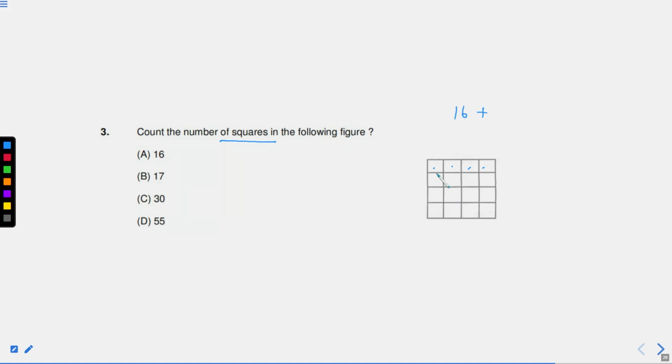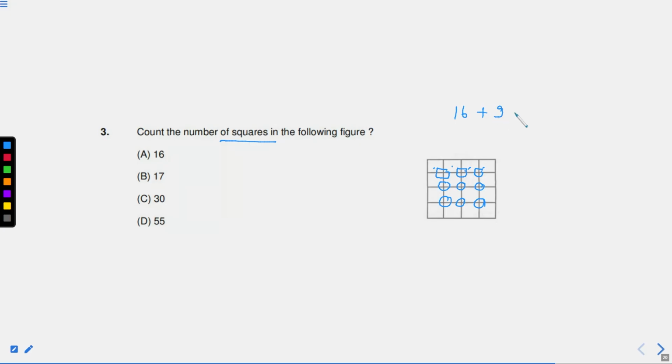What you can do now? If we use this one, 17, right? This one, 18. This one, 19. This one, 20, 21, 22, 23, 24 and 25. 25 squares are there. Till now, how much have we calculated?